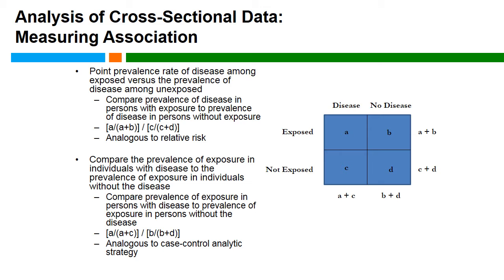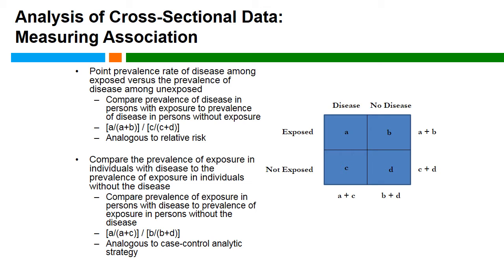Let's briefly review the analysis of cross-sectional data, keeping in mind that the objective of the analysis is to estimate the relationship or the association between the exposure and the health outcome. Because there is no temporality to the data, we can analyze cross-sectional data in a couple of ways. The first is the estimation of the point prevalence rate of disease among the exposed and compare that to the prevalence of disease among the unexposed.